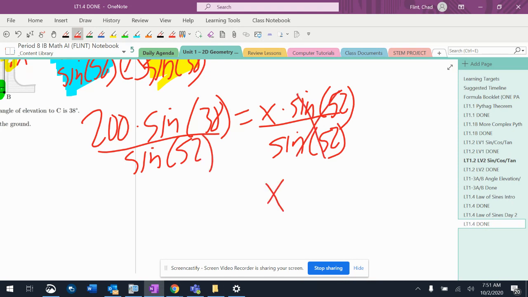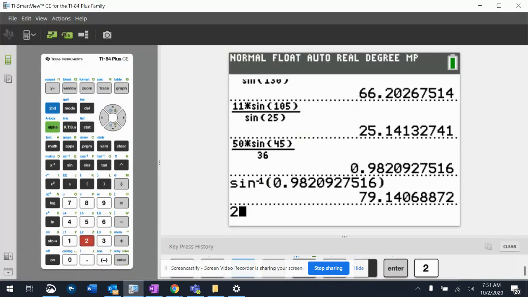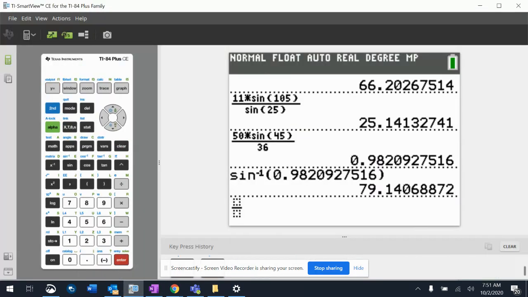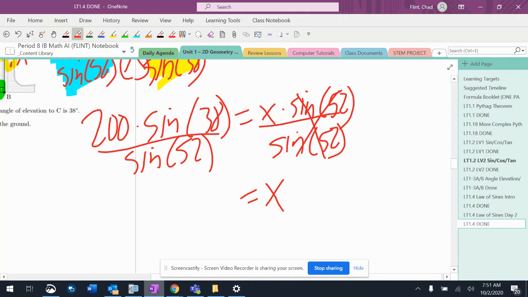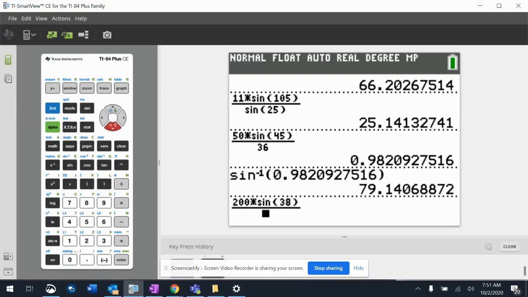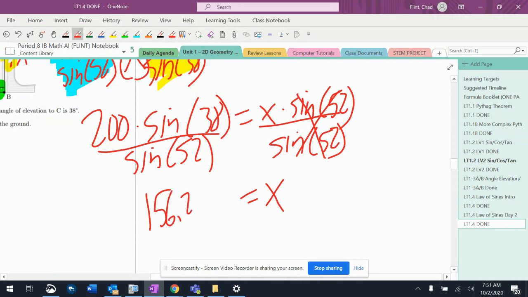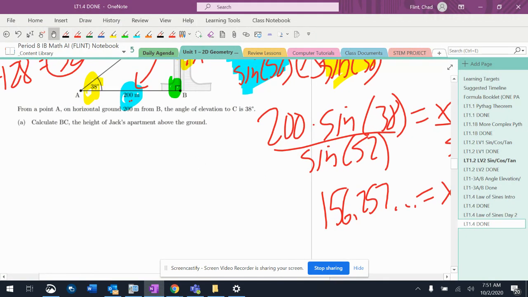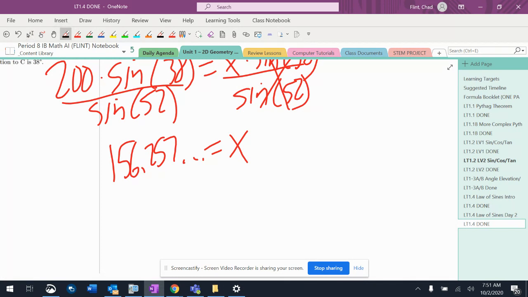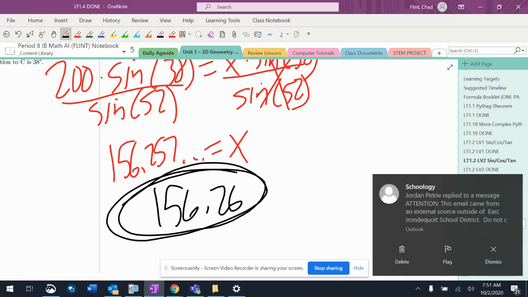So I do my algebra. I get x equals. I don't have to second sign this because it's not an angle problem. So, whoops, get my fraction. 200 times, not cosine, sine of 38 divided by sine of 52. 156.257. I don't believe it says what to round to. It doesn't. So we're going to go 156.26 for right now. All right, we'll learn eventually what IB's rule is about rounding.